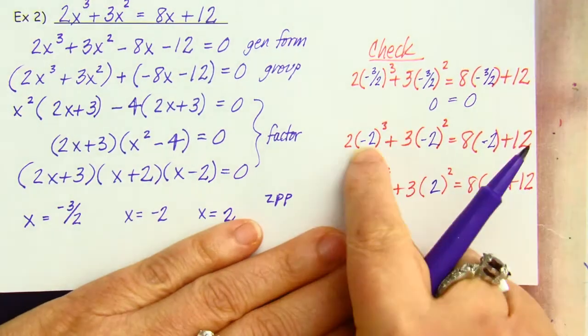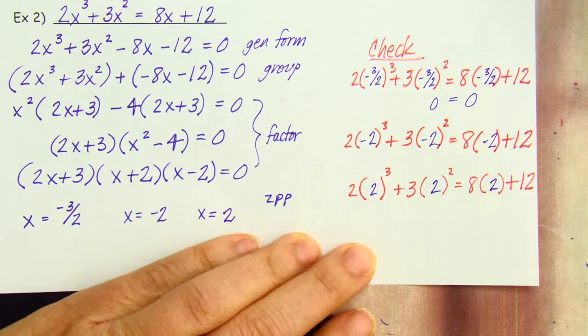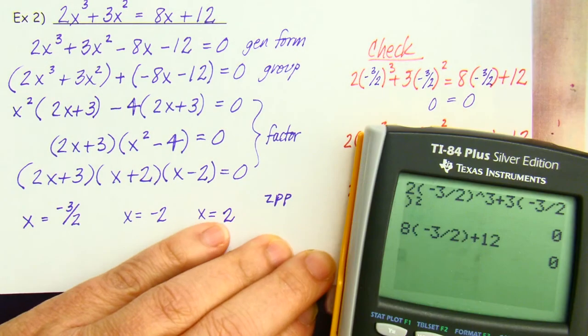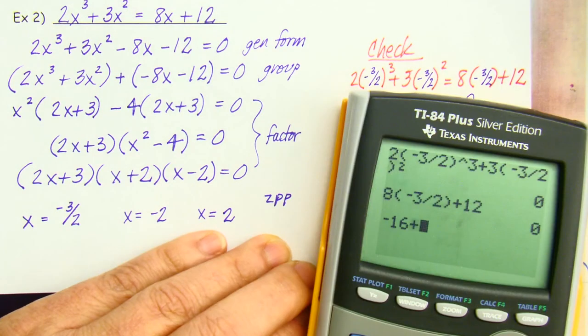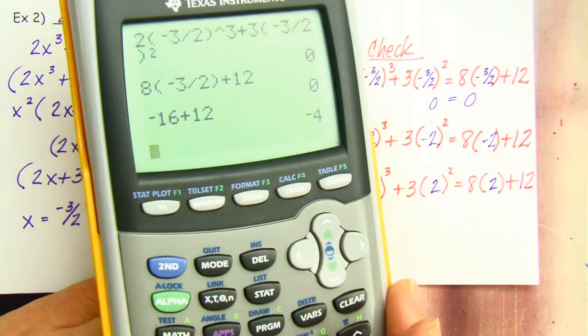Cube of 2, you get 8. Negative times 2 is 16. That's negative 16. Over here, square a negative 2, you get 4. 4 times 3 is 12, so that's plus 12. I get negative 4.